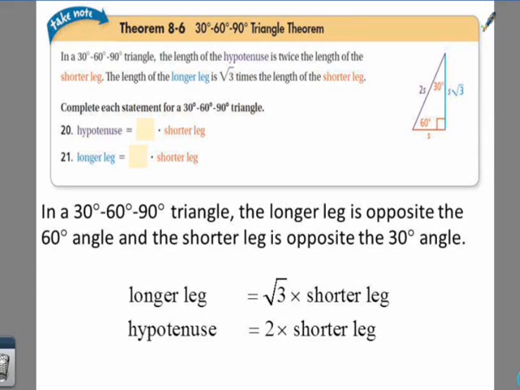Now we're going to look at 30, 60, 90 triangles, 30, 60, 90 right triangles. Okay? On these, there's a different relationship. In a 30, 60, 90 triangle, the length of the hypotenuse is twice the length of the shorter leg. Okay? The length of the hypotenuse is twice the length of the shorter leg. The length of the longer leg is square root of 3 times the length of the shorter leg. This relationship exists every time it's 30, 60, 90. So the hypotenuse is 2 times the shorter leg, and the longer leg is square root of 3 times the shorter leg. No problem. Okay? No problem.